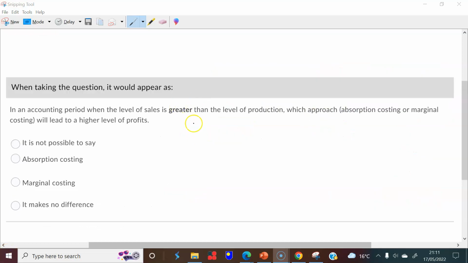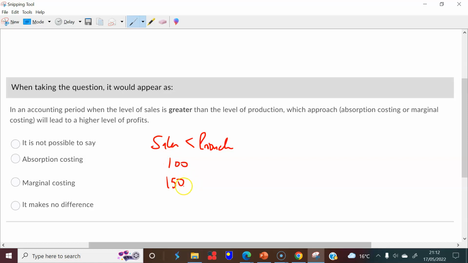And finally, this is really talking about whether the marginal costing methodology or the absorption cost methodology gives us a higher profit. And it's really just to do with the movement of stock. Now, here's the thing: when you have a scenario where your sales is less than your production, what that means is that you have closing stock, right? So imagine you produce 150 units, but you only sell 100 units.